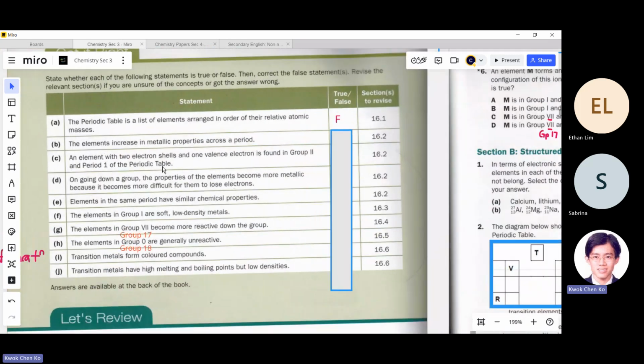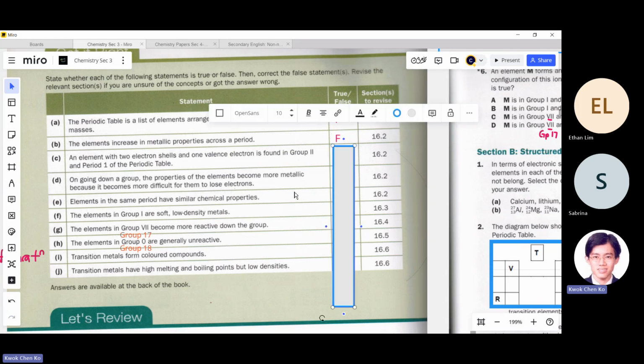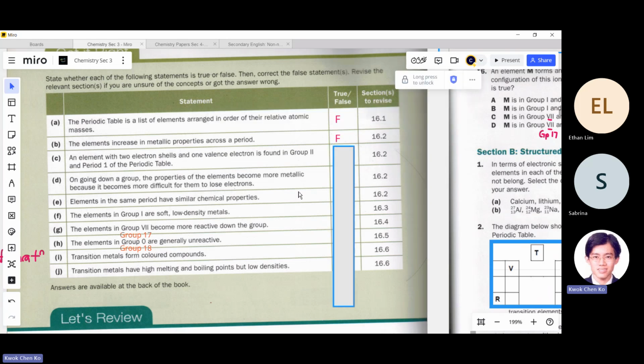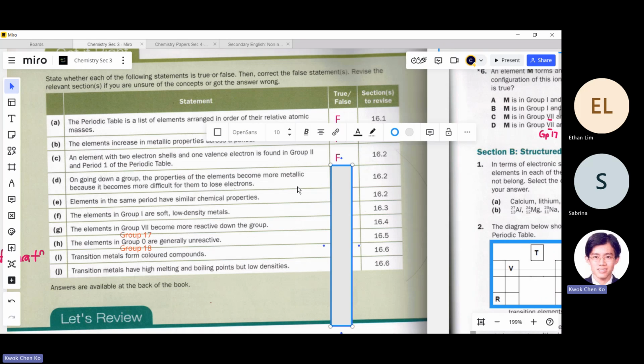B, Arena? When they say across a period, by default it's left to right. Yes, of course not. They decrease in metallic property or metallic character. C, Dylan? False. Guys, I'll go through a bit quickly. Of course, if you have questions to ask, especially if you get it wrong, do ask.